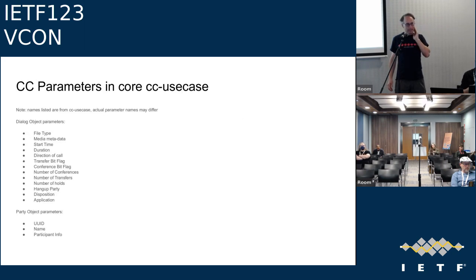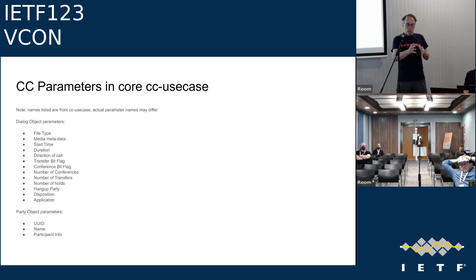I couldn't get the table to format into here, so I did the lazy thing and just listed the names of them. So these are the parameters that were in the CC use cases that I kept in core. Some of these already predated the CC use cases. Some of these were initiated or created as a result of the CC use cases.